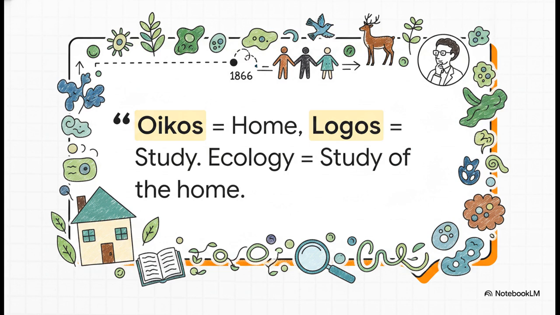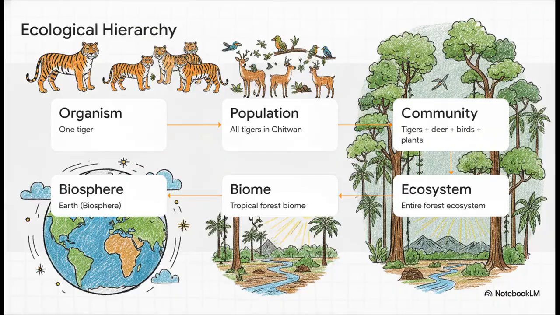And honestly, it's a pretty beautiful way to think about biology, isn't it? We're essentially just studying how the ultimate roommates, plants, animals, bugs, and us humans, how we all live together and depend on our shared environment. Now, nature is highly, highly organized. It scales up step by step. Let's use a tiger to map this out.